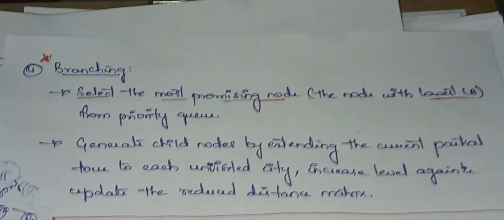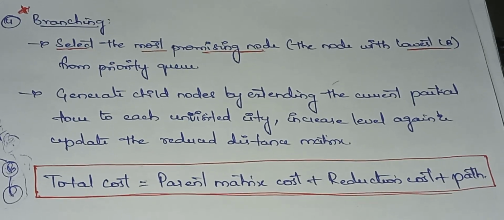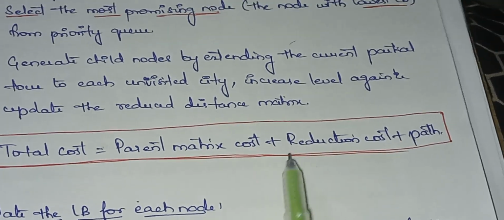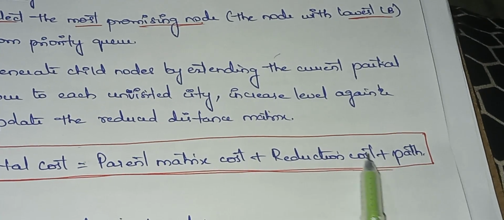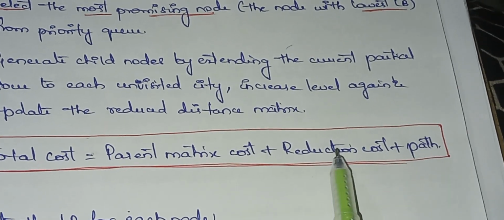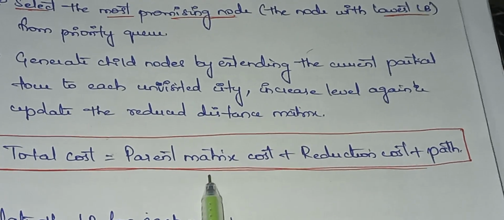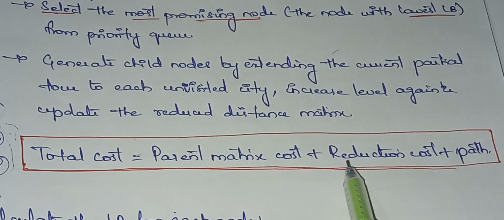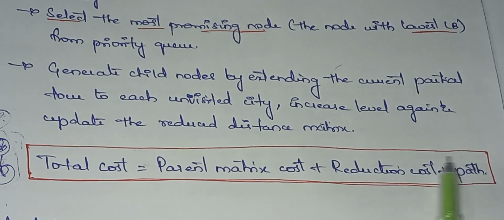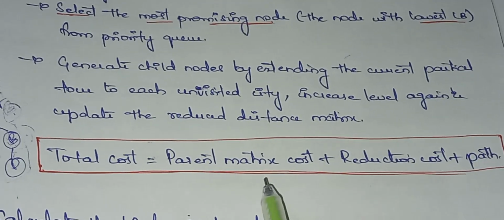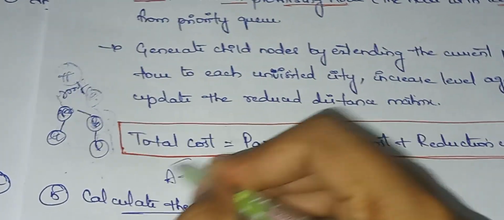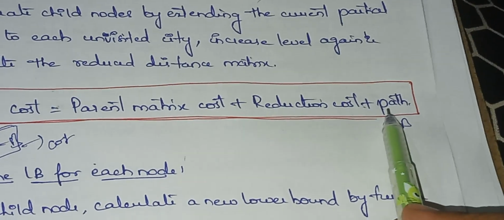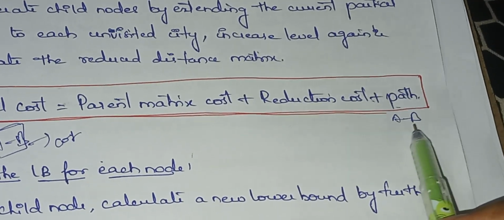So this branching should be done in such a way that you identify the node with the least lower bound. The formula for this is: total cost equals parent matrix cost plus reduction cost plus path. Reduction cost is subtracting the smallest element from each row and each column. The parent matrix cost is the initial root cost, the matrix cost of the root node that you have selected. Next is the reduction cost once you start visiting each and every other node. And the path is the distance cost of the city you are visiting from the initial city. For example, take A to B. The path includes the cost of A to B. Path is nothing but the cost of the path from the primary city to the city you are visiting.